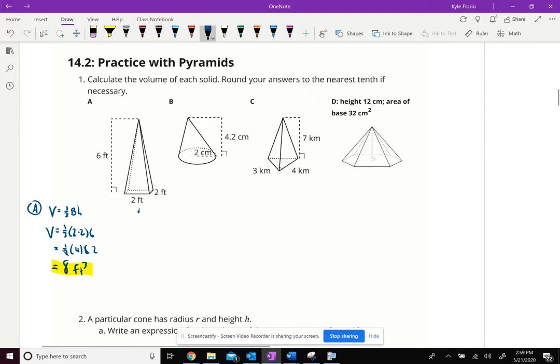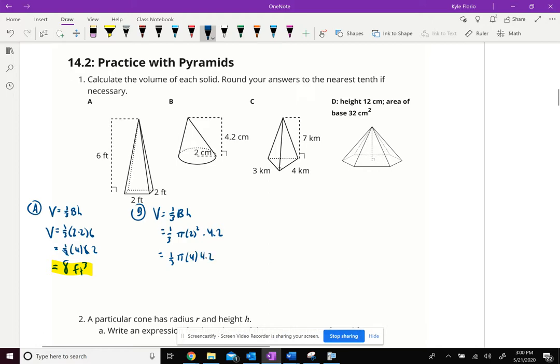For part B, we have a cone, and the formula for the volume of a cone is the same. It's 1/3 the area of the base times the height. The base is a circle, so the area of a circle is pi r squared. The radius is 2, so it's pi times 2 squared. And the height is 4.2. So 2 squared is 4. So it's going to be 1/3 times pi times 4 times 4.2.